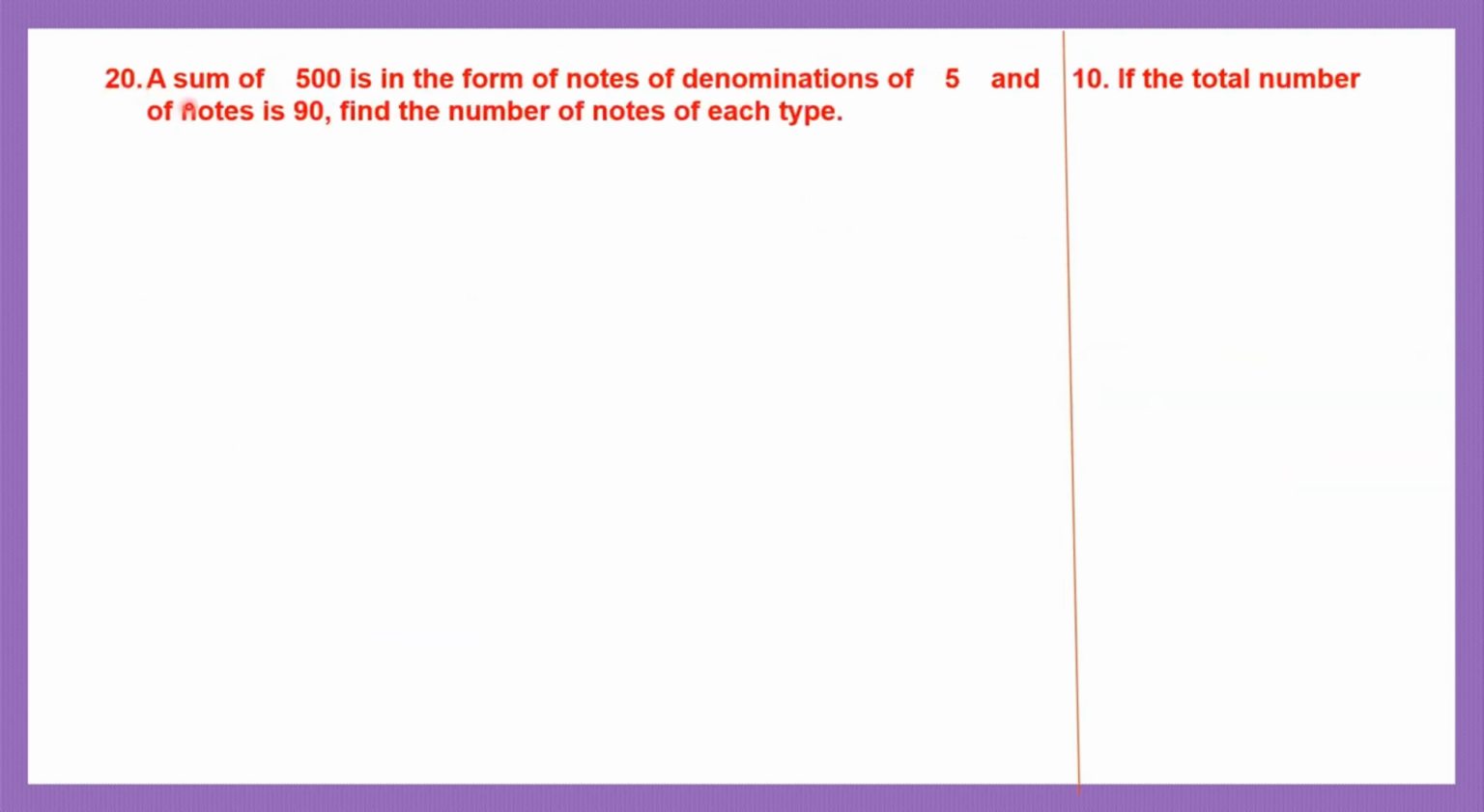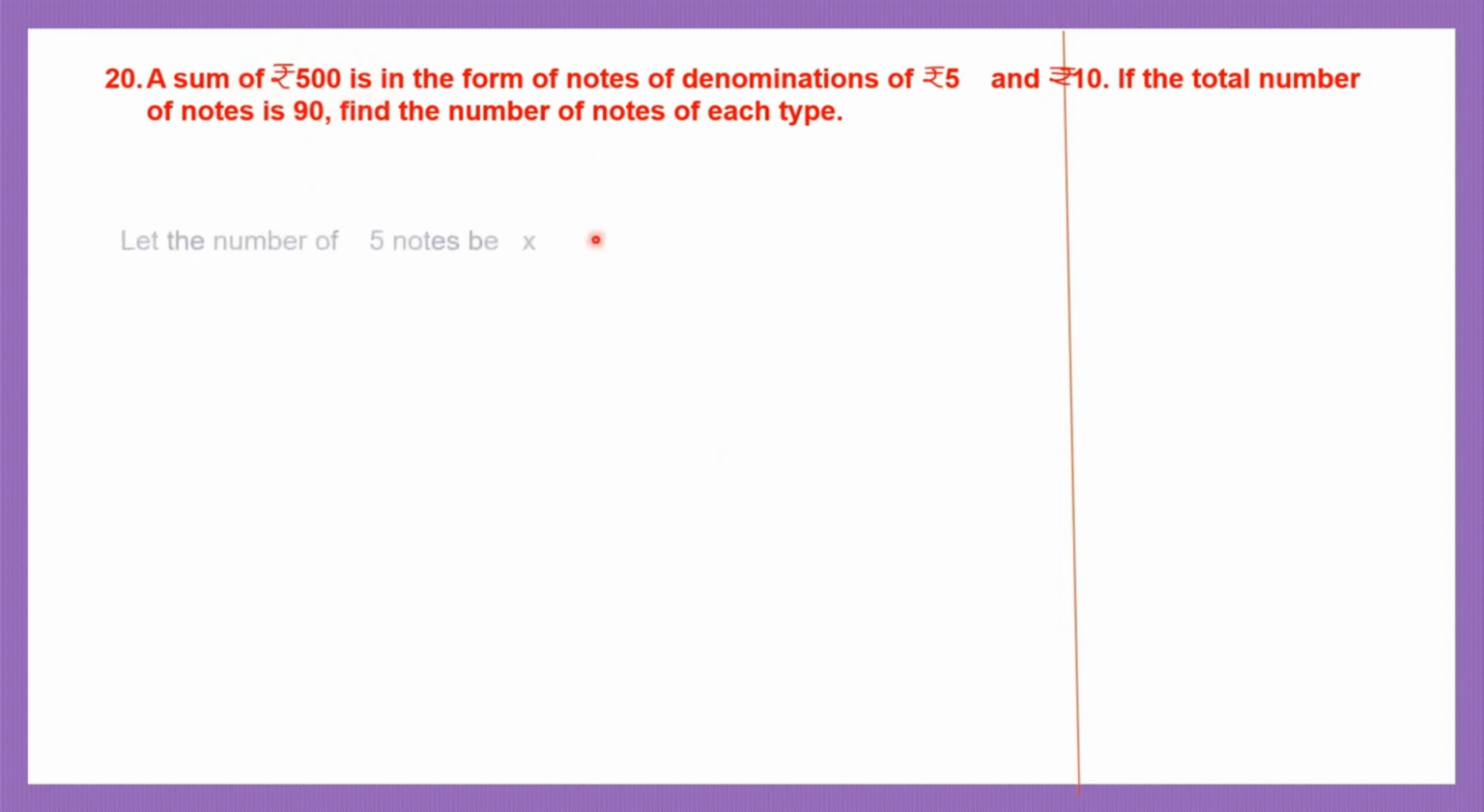Question 20. A sum of 500 rupees is in the form of notes of denominations of 5 rupees and 10 rupees. So there is a sum of 500 rupees and the notes are all 5 rupee and 10 rupee notes. If the total number of notes is 90, find the number of notes of each type. That means how many 5 rupee notes are there and how many 10 rupee notes are there. Totally there are 90 notes and the amount is 500 rupees. Now we need to work out the sum and find out the answer.